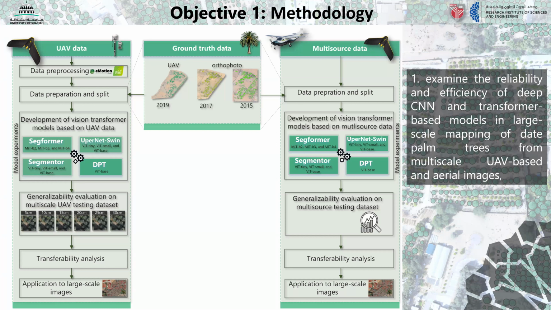So this is the method. On the left side, we can see the UAV data. This is for the first objective. In the middle, we can see the ground truth data. And on the right side, we can see the multi-source data.